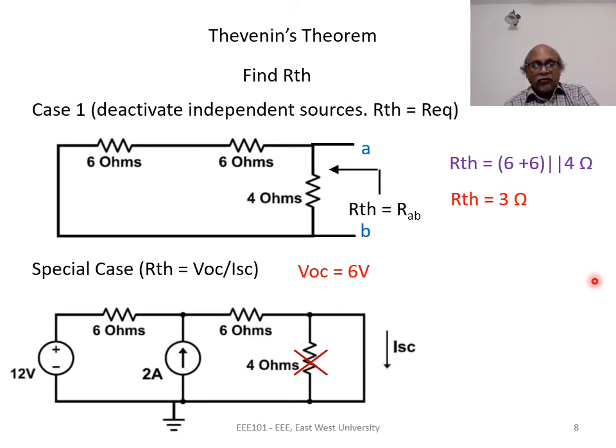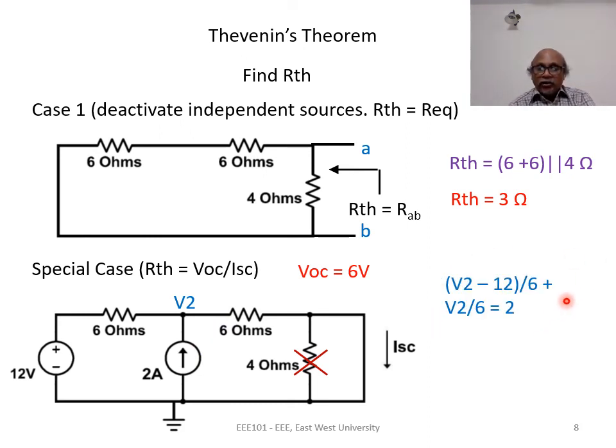There are many different ways to calculate ISC. You can use mesh analysis, you can use source transformation, and so on. I will apply nodal analysis. So I have grounded node B and I apply a voltage V2 to this node where 6 ohms, 6 ohms and 2 ampere are connected. 4 ohms is gone, so two resistances are connected at V2 voltage and a current source is also present.